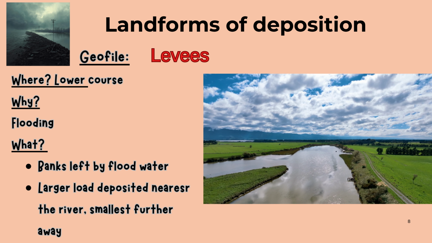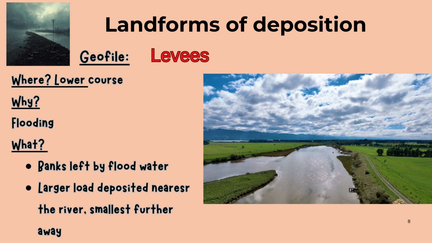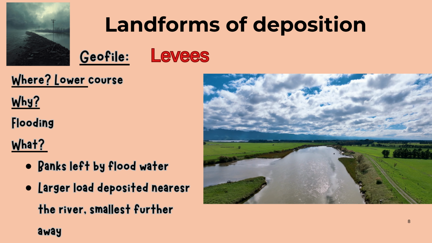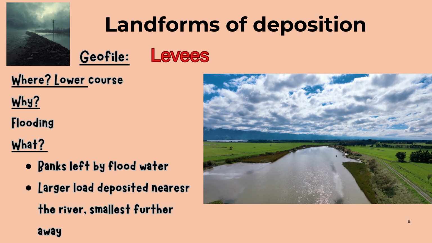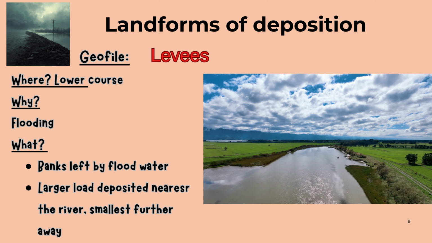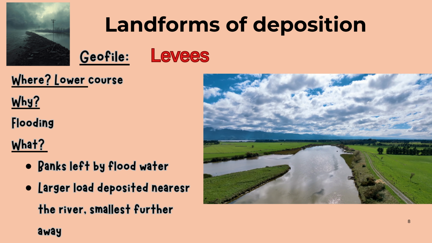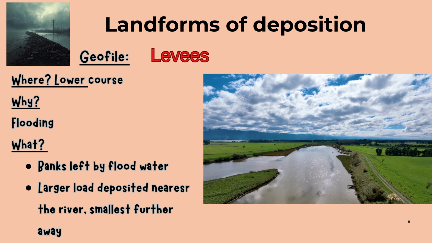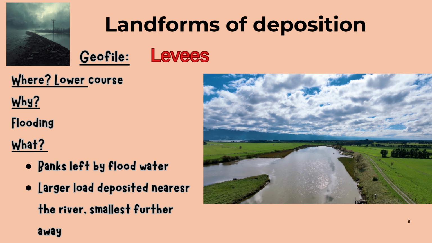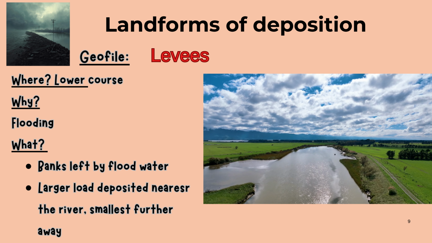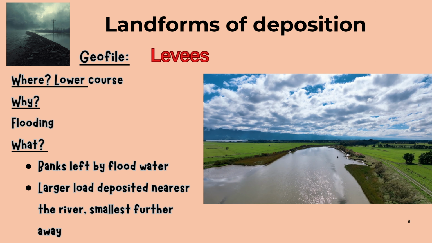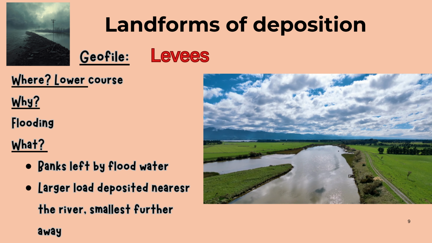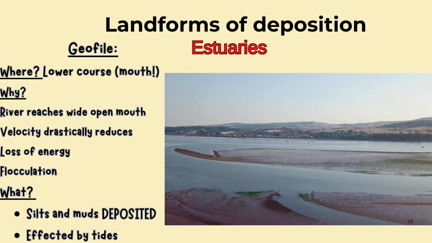So let's talk about levees. When this flooding occurs and the deposition of bedload occurs, the smallest sediment is carried further away from the river in the flood, and closer to the river, larger bedload is deposited. Because it's larger, it builds up at the sides of the river, and it gives the appearance of a kind of false bank, a sort of artificial bank, when in fact it is primarily produced by the river flooding itself. So that's what a levee is.